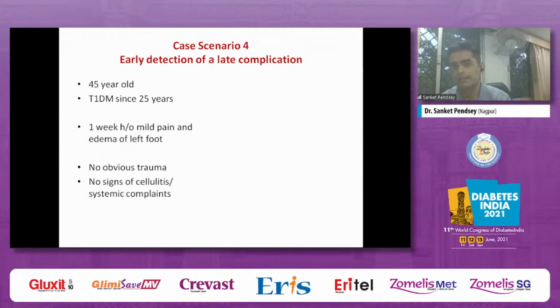The last case is of another patient who was 45 years old, having type 1 diabetes for a very long time, 25 years. And this patient was working in a small factory where he was supposed to stand for prolonged hours, and he presented with a 1 week history of mild pain, but was able to do all his activities of daily living, and mild edema of his left foot. Again, he had no history of trauma. There were no signs of cellulitis. There were no systemic complaints at all.